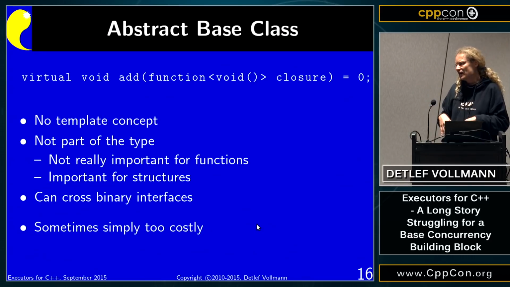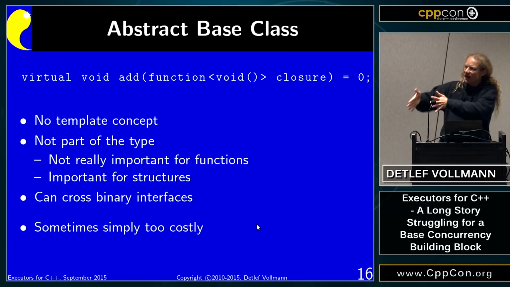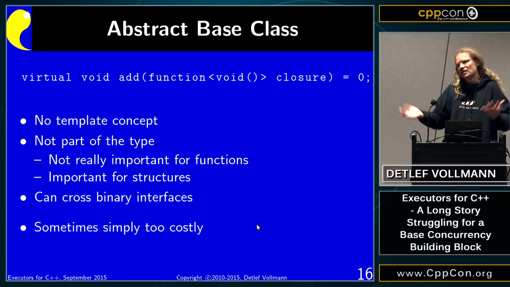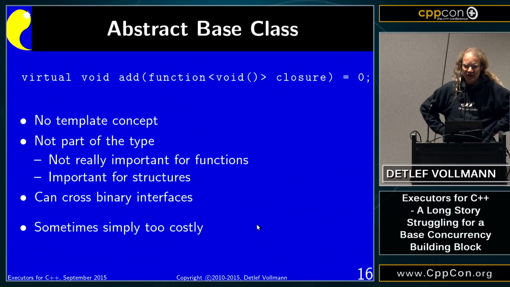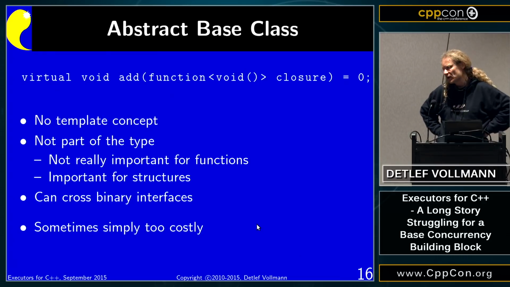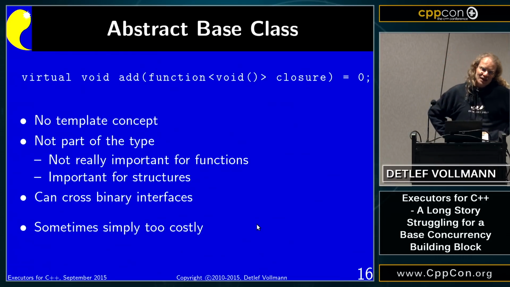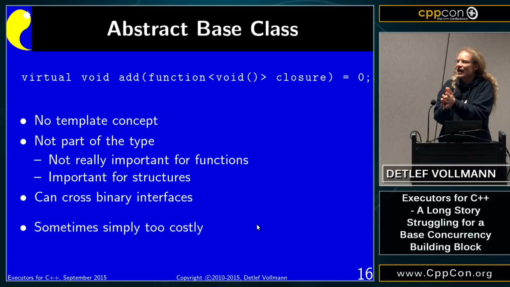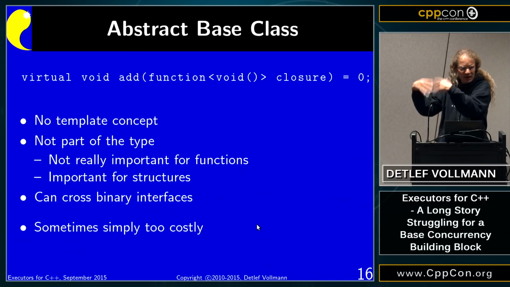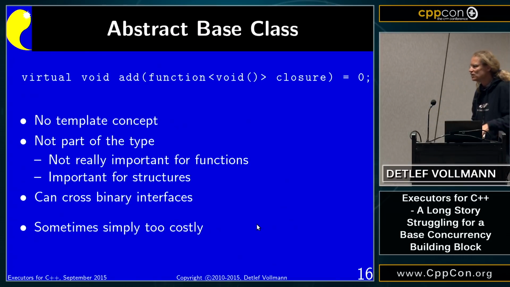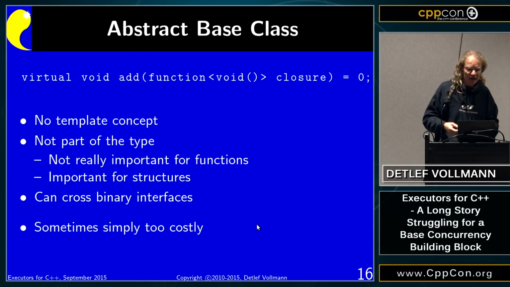So we did that mistake. I think it was a mistake with the containers, that the allocator is actually part of the type. And so we got scoped allocators in C++11 to work around that. The executor, if it's an abstract base class, is not part of the type. And the second thing is it can cross binary interfaces. So you can actually provide a library that takes an executor. And that library can be binary only, and it gets the abstract base class, it knows what function it can call on that, so everything is fine.